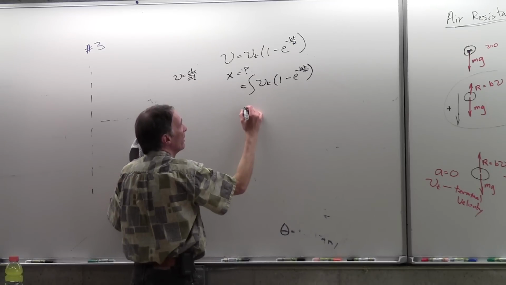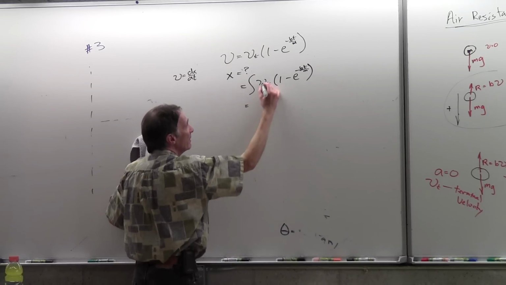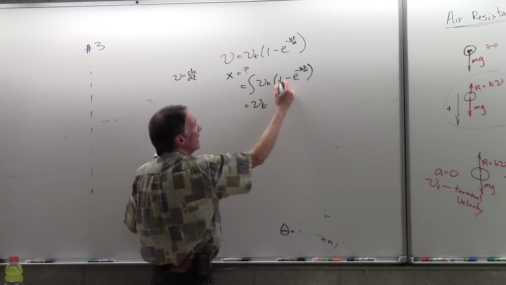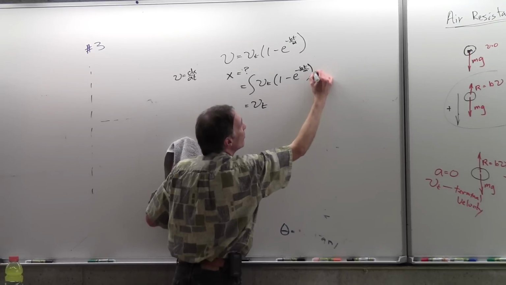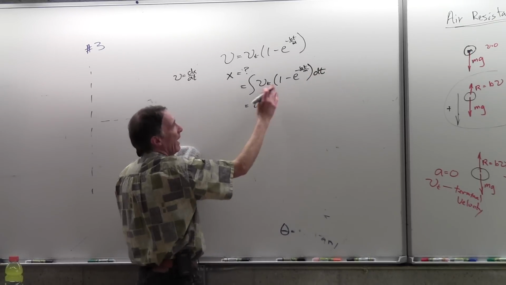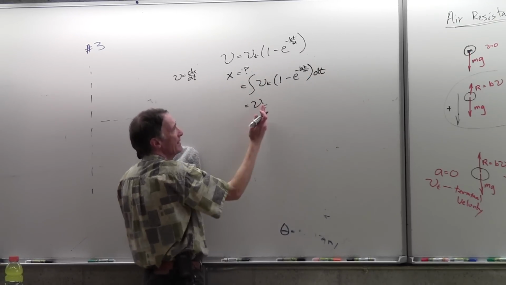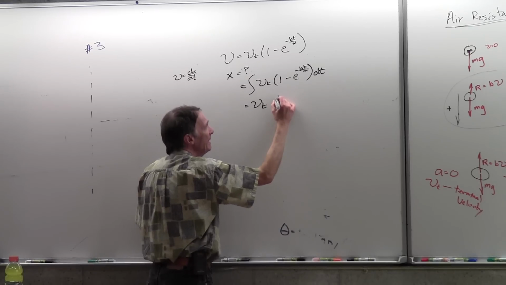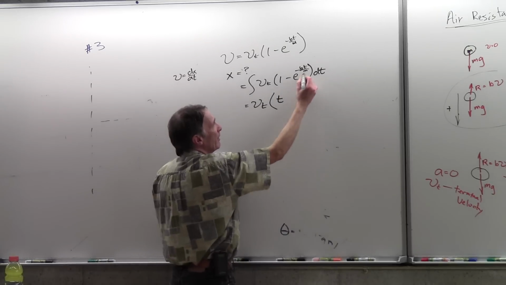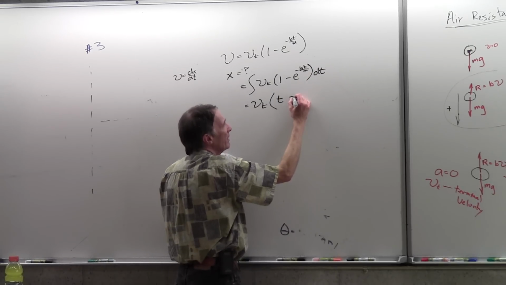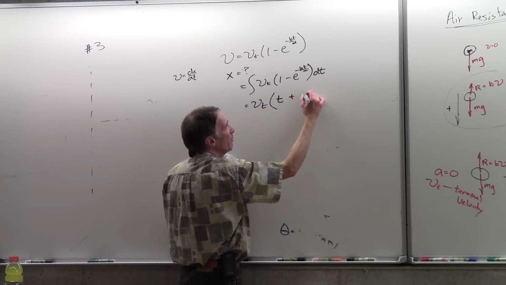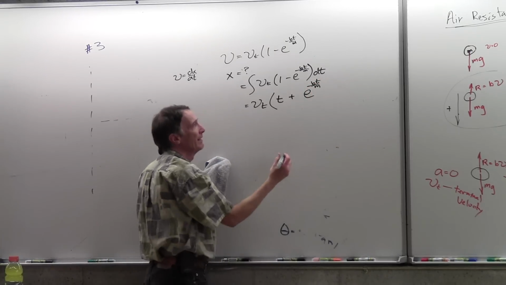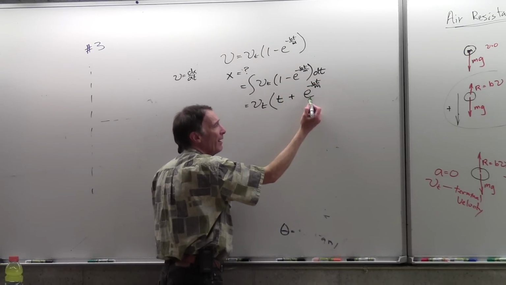I want to integrate this thing. So this constant comes out. That's going to be there. Then I'm integrating with respect to time. I take this outside. I'm going to have a 1, and that should just become a t. Then I'm going to integrate this. It's going to be a plus e to the minus bt over m. When I integrate it, I'm going to have this thing back.